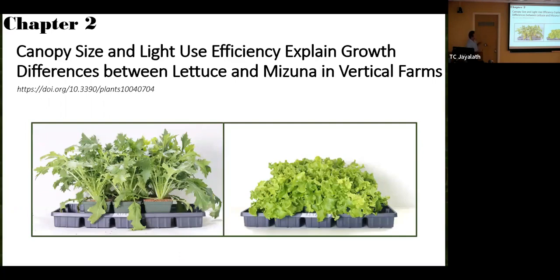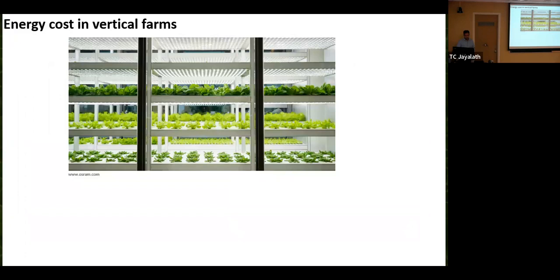In the second chapter, I was trying to identify the canopy size and light use efficiency. I've tried to identify the differences between plants: what are the factors that can determine growth? In this study, we worked in the vertical farm, as I explained earlier.